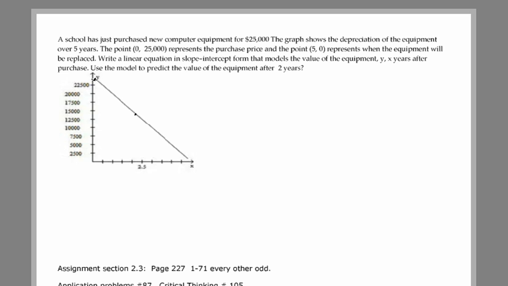So let's mark those 2 points. I have this point (0, 25,000), and I have this point (5, 0) that they've given me. We want to write a linear equation in slope-intercept form. Remember, slope-intercept form is y equals mx plus b. That models the value of the equipment, y, x years after the purchase. We want to use the model to predict the value of the equipment after 2 years.